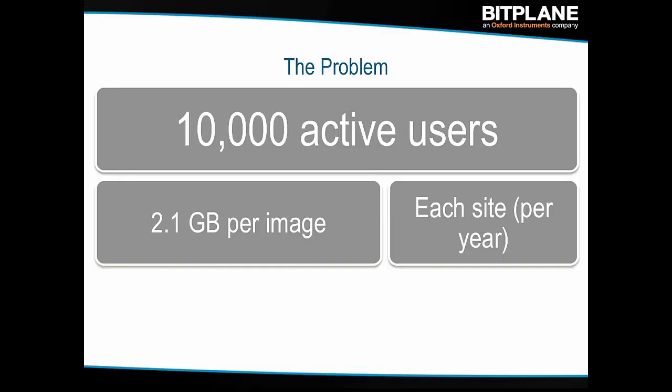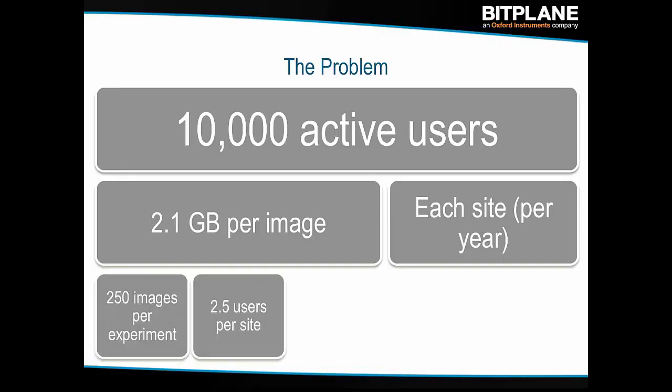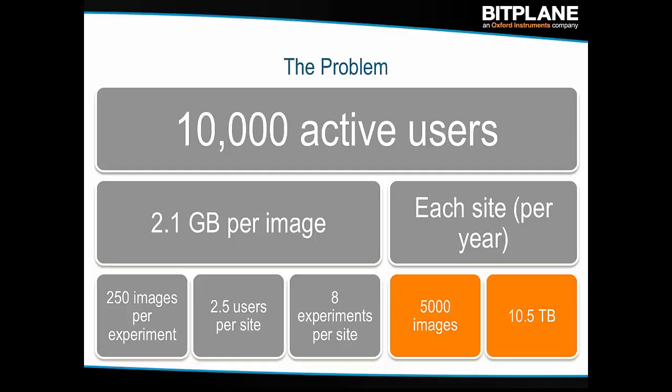If we then multiply that by the typical, again, this is based on asking questions of the people that use Imaris, typically there are 250 images per experiment, and there are 2.5 users per site. And they do something like 8 experiments per year. So we start to multiply that. We get 5,000 images. And that's 10 terabytes. That's for a single site. So a single site, that's one professor with a postdoc and a student.